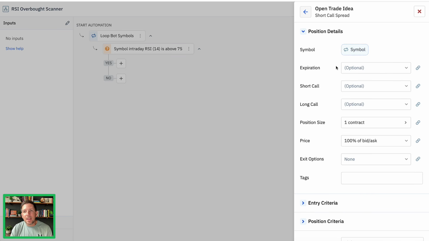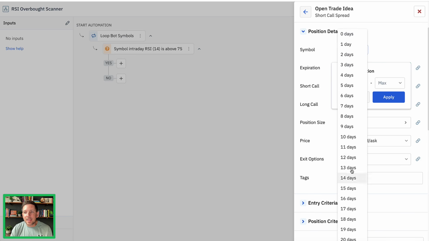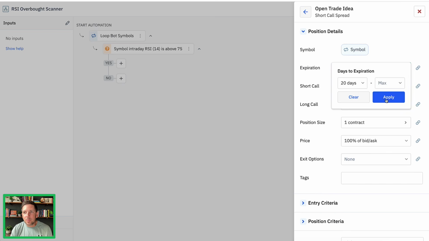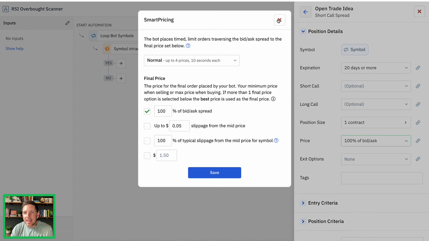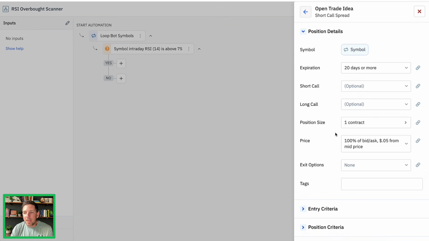I can tell it that it's completely optional what strikes it uses, but if I want to get into a position that, let's say, is at least 20 days out from expiration, I can set that. I can say, look, find me a trade that fits all my parameters, but it's got to be at least 20 days from expiration. I can set how I want the position size to go, the pricing, so how I want the orders to go through to try to get into the position. Let's say I want to use up to 5 cents of slippage from the mid.